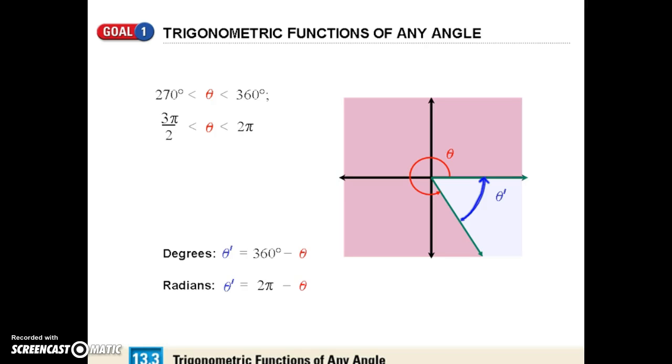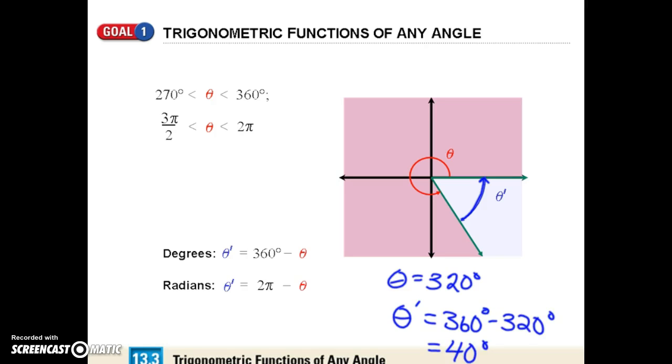For the fourth quadrant, we will subtract theta from 360 or 2 pi. So, for example, if we have an angle of 320 degrees for our standard position, we will take, for theta prime, 360 and subtract 320, so our reference angle will be 40 degrees. If it's in radians, you will subtract from 2 pi.